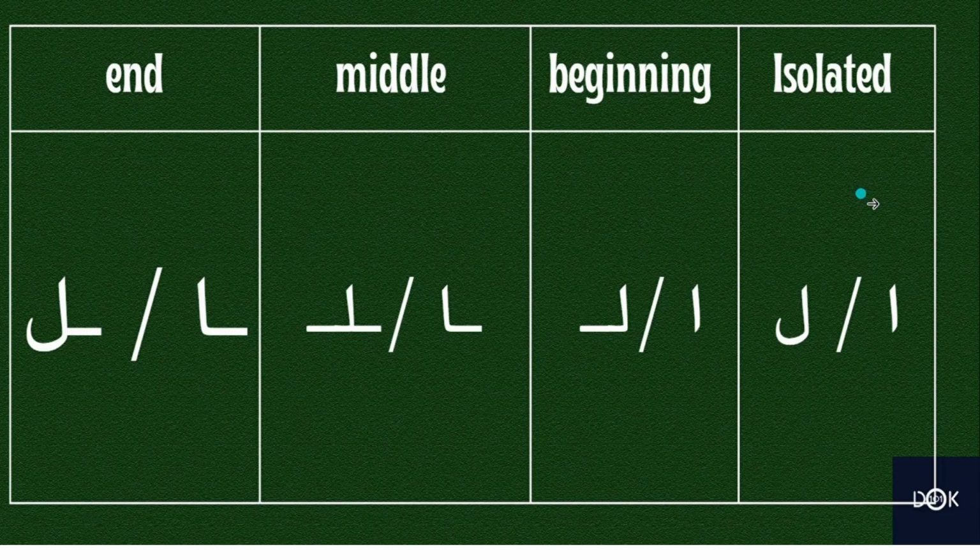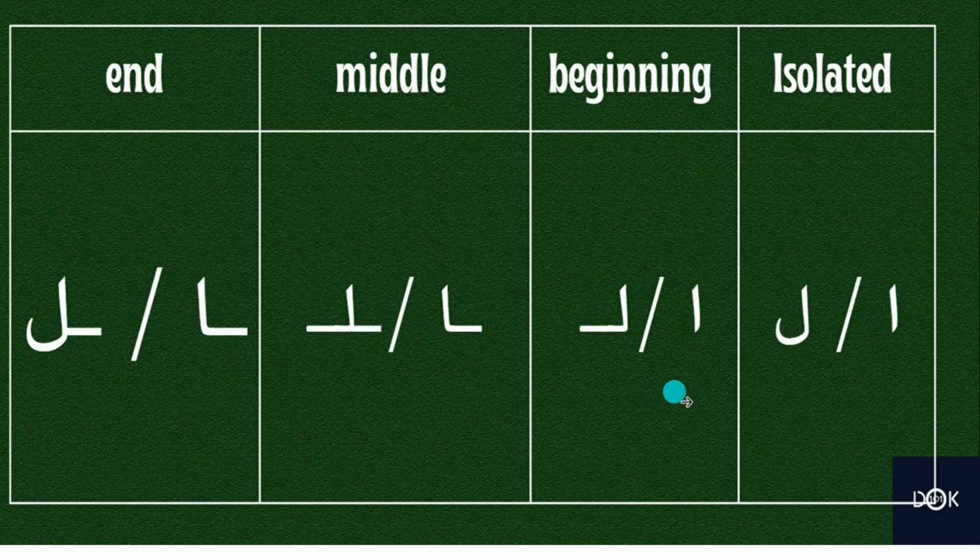I have made a table showing all four forms of the letters alif and lam. Now we see a major difference in the isolated form, so there's no confusion here. For the beginning, Alif is always in an isolated form. It is not connected to any letter after it. Whereas Lam will always be connected to the letter after it when it appears in the beginning.